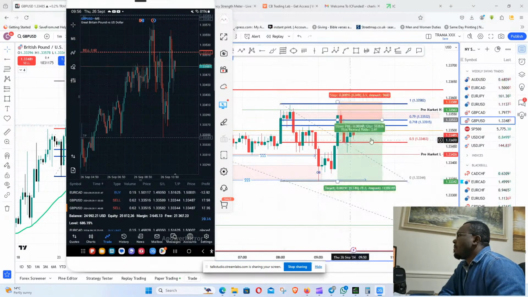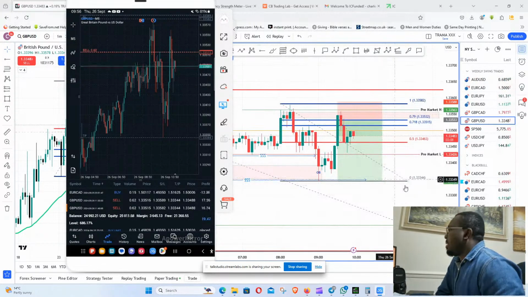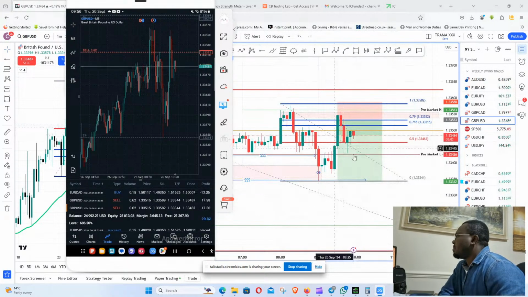I'm going to post the result of this trade later, and I will talk about it, whatever changes we needed to make, or what amendment. This is the only trade I'm going to be taking today.